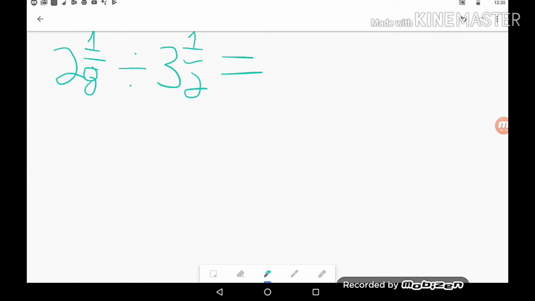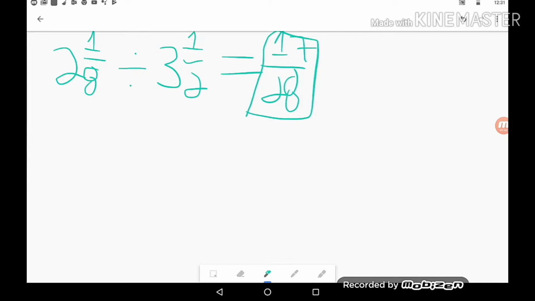Okay, first example, 2 and 1/8 divided by 3 1/2, which is 17/28. And let me show you how. Okay, so the rule to dividing mixed numbers or fractions is to keep the first term.